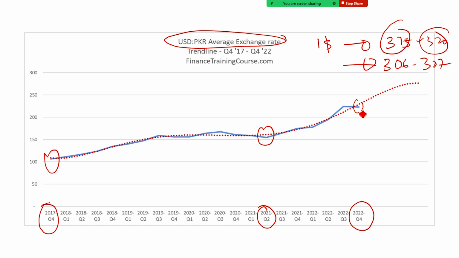Now remember, this is not the actual active exchange rate. This is the average exchange rate over a quarter. So this is the average of the exchange rate calculated and estimated over a 90-day period. That's the benchmark, right? That's the trend line. Using that trend line, what's the expectation for that average to be in, let's say, 2023 Q4? 2023 Q4, we are already at 306, 307.